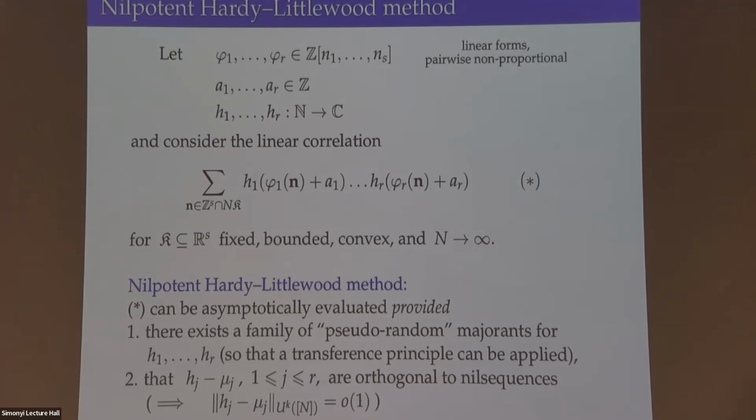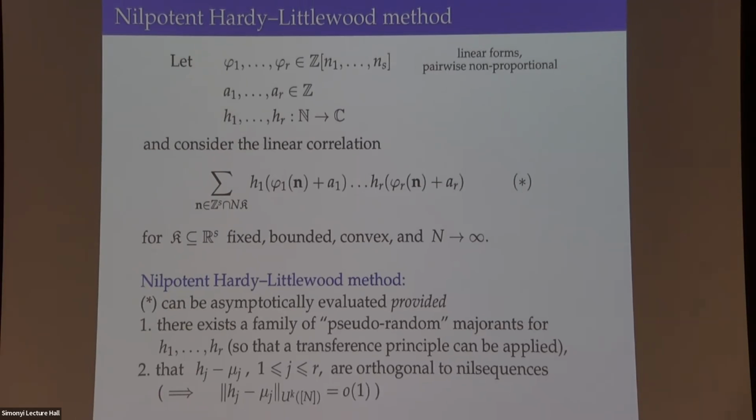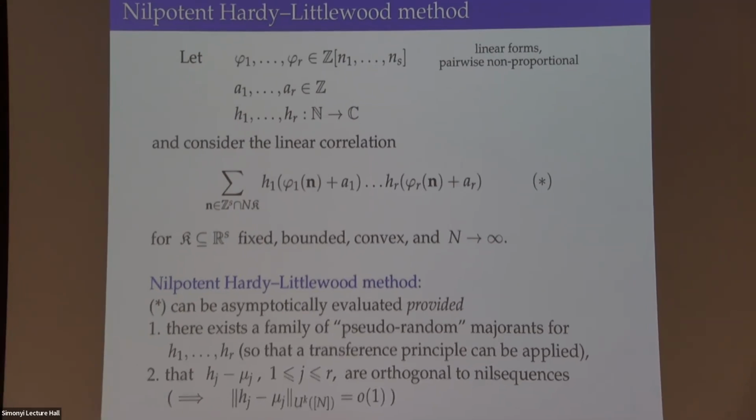So to start with, the nilpotent Hardy-Littlewood method can be used in order to asymptotically evaluate correlations of arithmetic functions. The type of correlations that you can study with this method requires the following input data. You need a system of linear forms. These will be linear forms with integer coefficients and at least two variables. And you need to assume that they are pairwise linearly independent over the rational numbers. You may shift each linear form by some constant, these a's here, so as to obtain a linear polynomial.